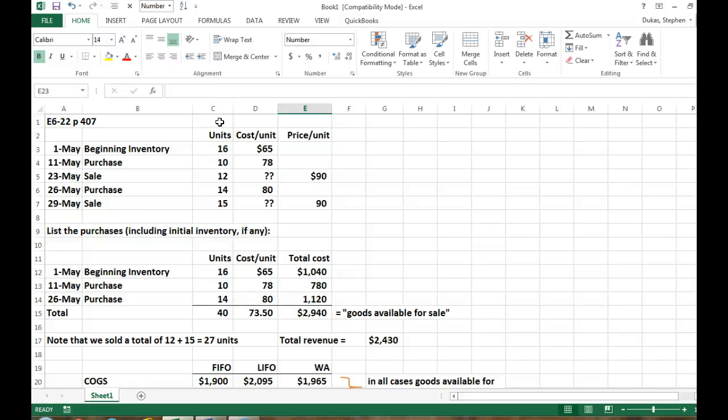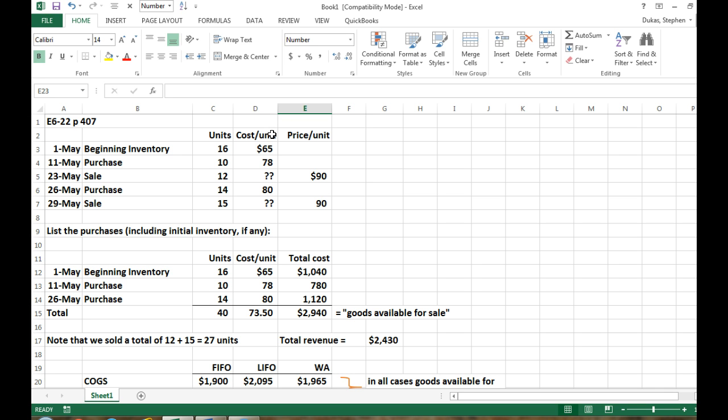Hi, today I'd like to present a simplified view of LIFO, FIFO and weighted average from Chapter 6. We'll be using exercise 622 on page 407 for an example. I've reproduced the table in exercise 622. Notice it's a little bit different because I've separated the price per unit from the cost per unit for the sales and purchases.